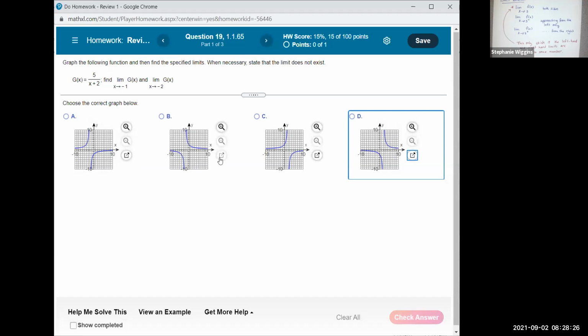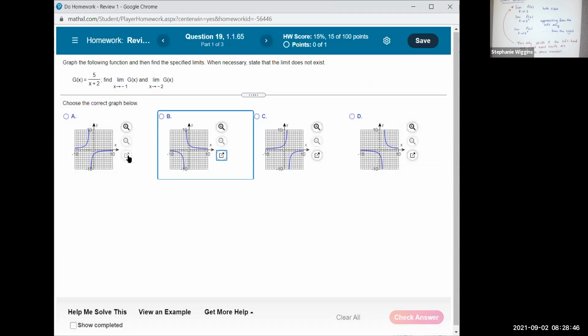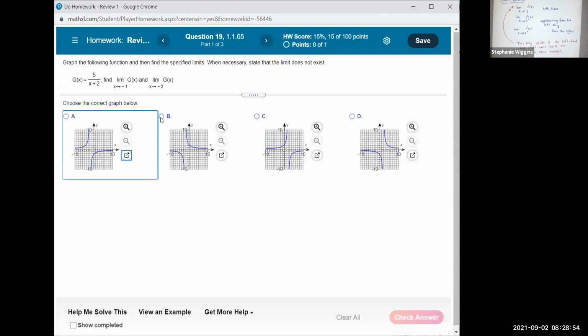If you plug 0 into your function, you get 5 divided by 2, which is 2.5, and that's right here. So this graph works, but A does not. B is the correct choice, because if you look at graph A, if I plug in 0, there's nothing at 2.5. So this is not the correct one. B is obviously the correct choice.